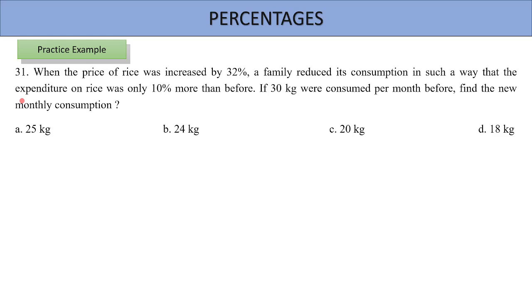31. When the price of rice was increased by 32 percentage, a family reduces consumption in such a way that the expenditure on rice was only 10 percentage more than before. If 30 kg were consumed per month before, find the new monthly consumption. Okay, so here also we will use the same concept of E equals P into Q. I will again like to emphasize, guys, the importance of this sort of sum. We have got so many sums based on the same concept.